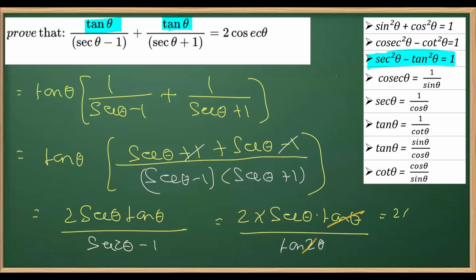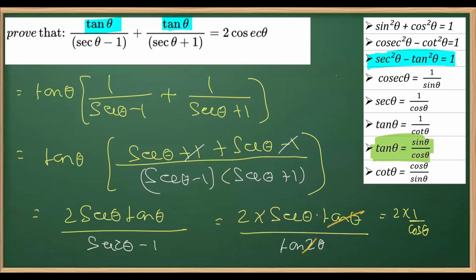So this is 2 as it is. What is secθ? It's 1 over cos, so this is 1 over cosθ. And what is tanθ? That's sine by cos. I'm talking about this tanθ here. So we know that tanθ is, where is that? Yeah, it's here, sine over cos.